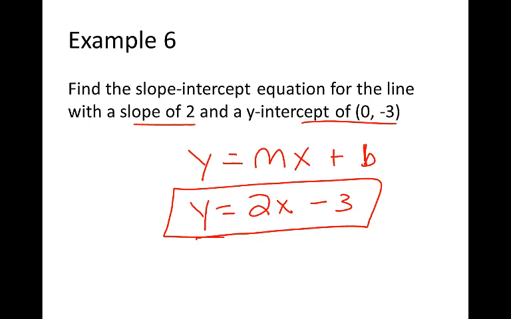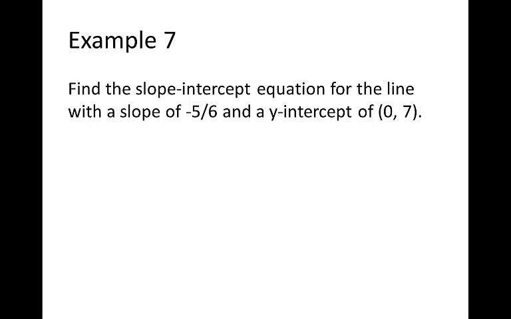And look at your equation. Does this make sense? The slope of 2, y-intercept of negative 3. It makes sense. Find the slope-intercept equation for the line with a slope of negative 5/6, y-intercept of (0, 7). Pause the video, see if you can do this one. At least mentally try to do it, okay? All right, welcome back. So we're going to have y equals m, which is negative 5/6, x, plus 7.